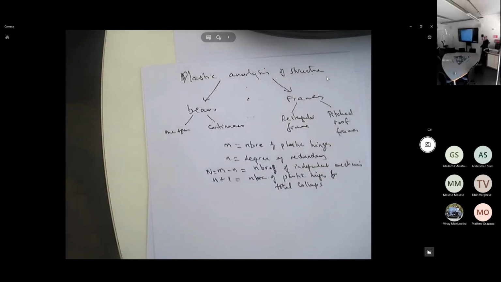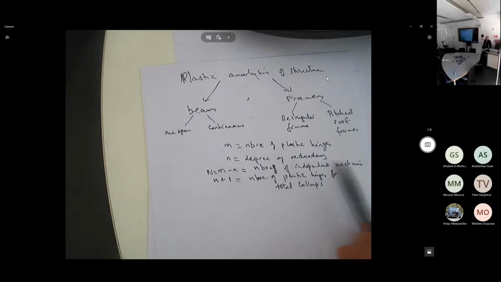These are very important, okay? Because it tells you how many hinges you have got to actually give you total collapse. All right? And it tells you also how many independent mechanisms you have. So when you determine the independent mechanisms, then obviously what you need to remember is you need to analyze also the combined mechanisms, okay? So you do the independent and then you do the combined mechanisms, okay?